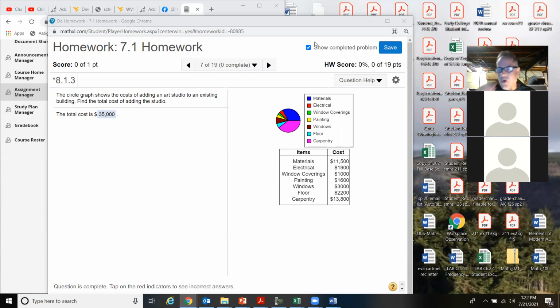I would then take my protractor, after I made my circle with my compass, put the point of the protractor in the circle and measure out 142 degrees. Then I put my angle in. That's exactly how I would know how to shade this proportionally correct. For materials, I would do the same thing: take 11,500 and divide it by my total of 35,000, get that percentage as a decimal, multiply it by 360. It would tell me what angle to construct, and so on for the rest. You get your total 360.